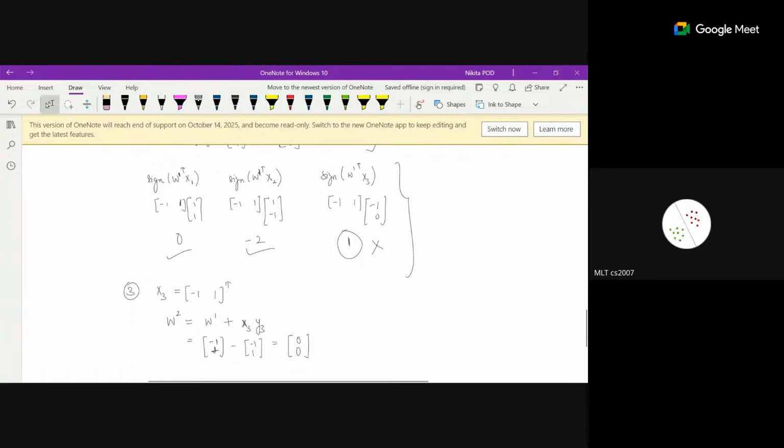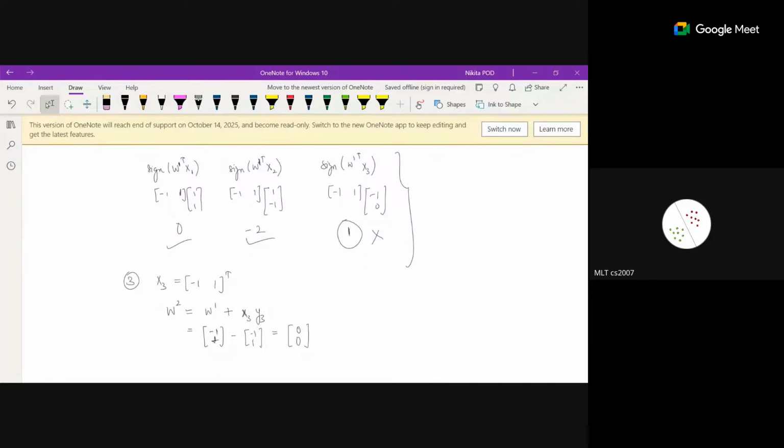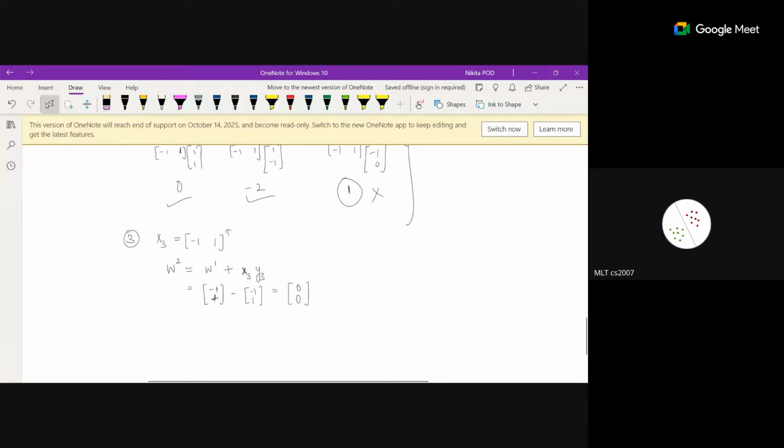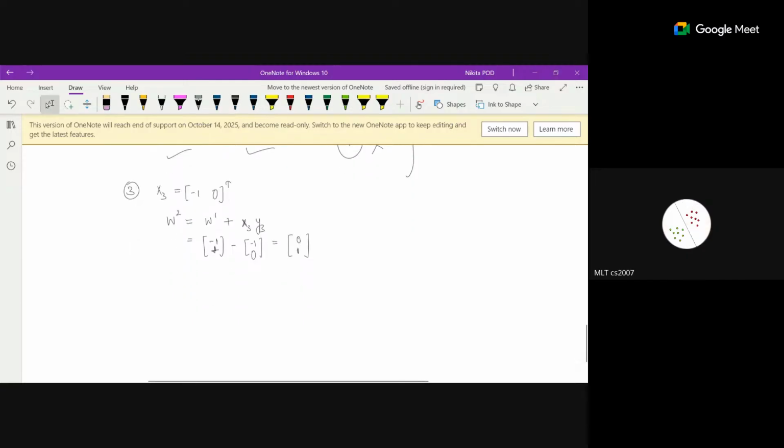Now x3. I've written x3 wrong. X3 is minus 1, 0. This is where we are going wrong. So minus 1, 0 is x3. Now minus 1 plus 1 is 0, and 1, 0, 1 we have. So W2 is 0, 1. This is also correct.